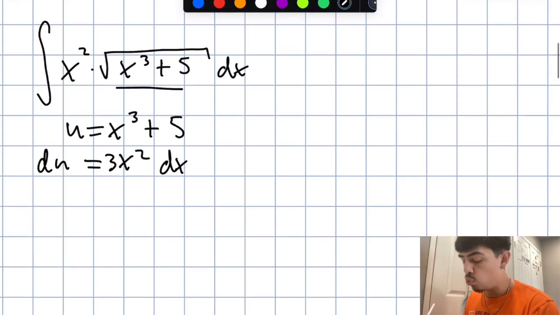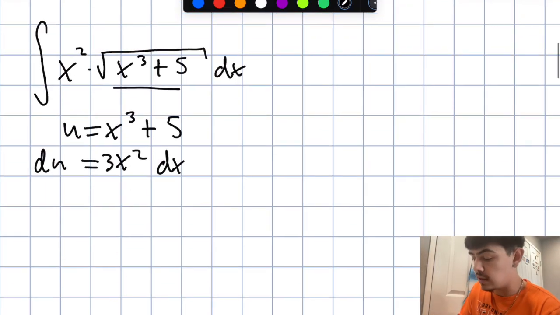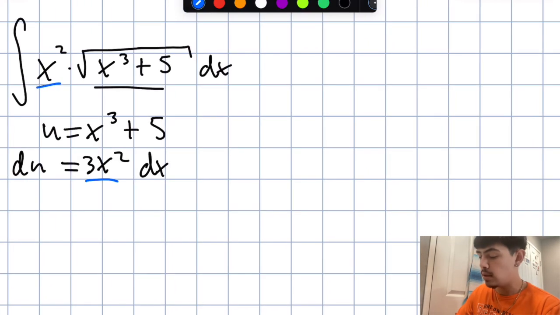And so now, this is perfect. Look, this looks very similar. We have a 3x squared right there, and here we have an x squared. It looks almost the same, right? So let's go ahead and do the next step and continue forward with this process.